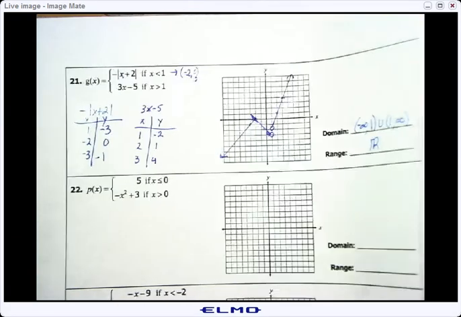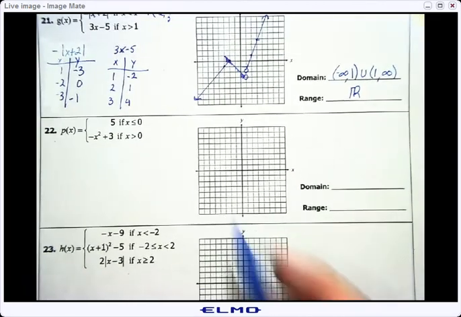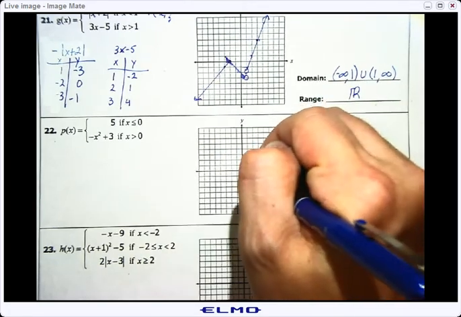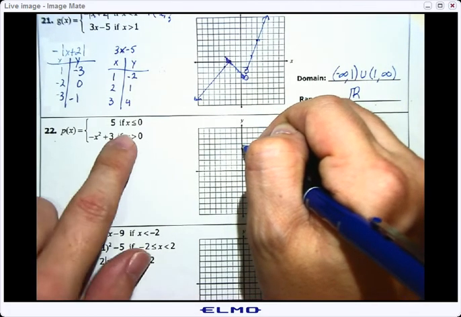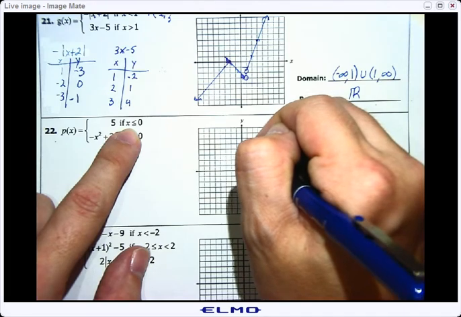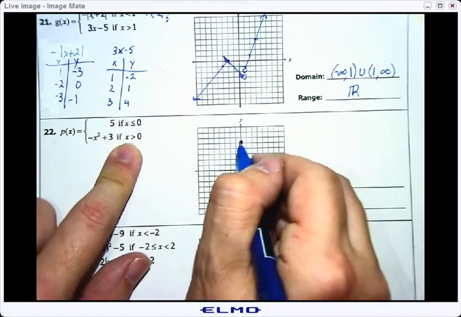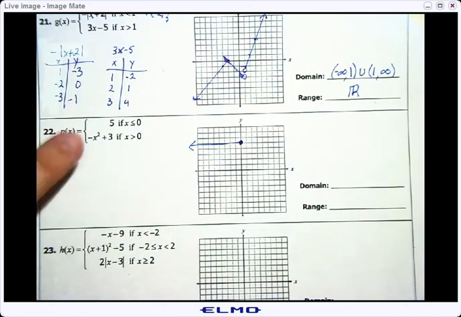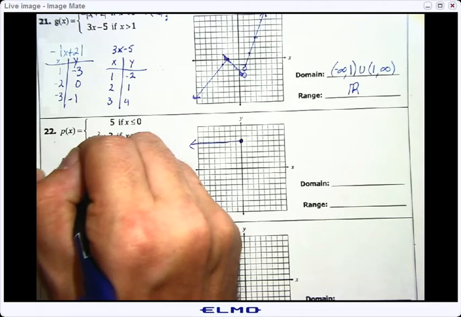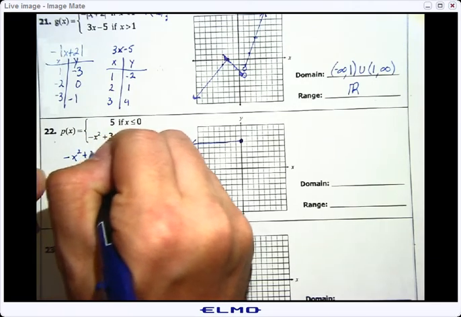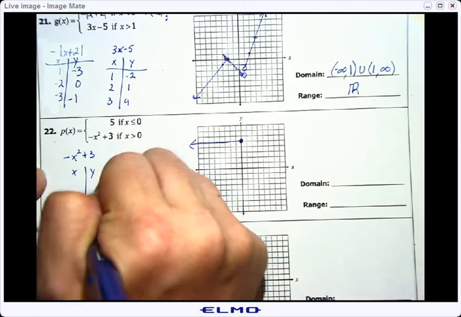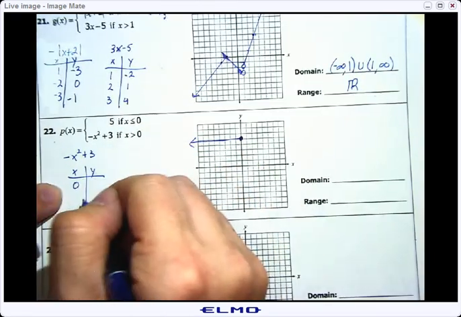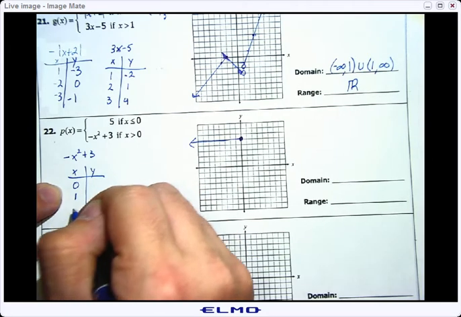All right, number 22. So as long as x is less than or equal to 0, y is always 5. So that's just a horizontal line through the y-axis at 5. So I have a closed circle, and then a horizontal line going to the left. For this, I would make a table. So I want to know what happens at 0, and I need numbers bigger than 0. So 1, 2.